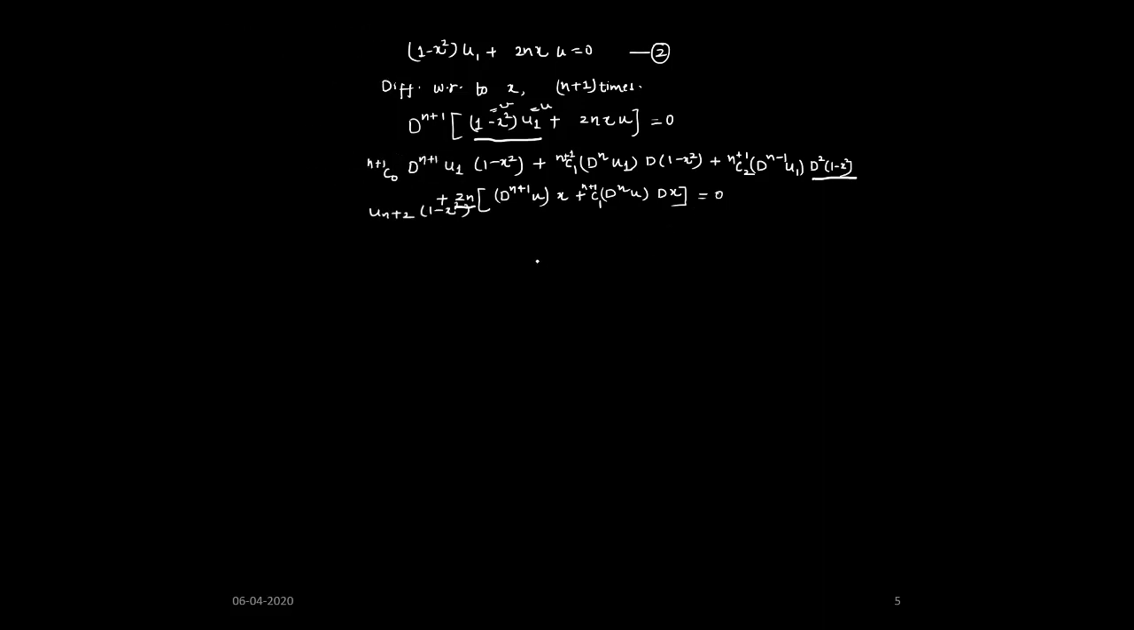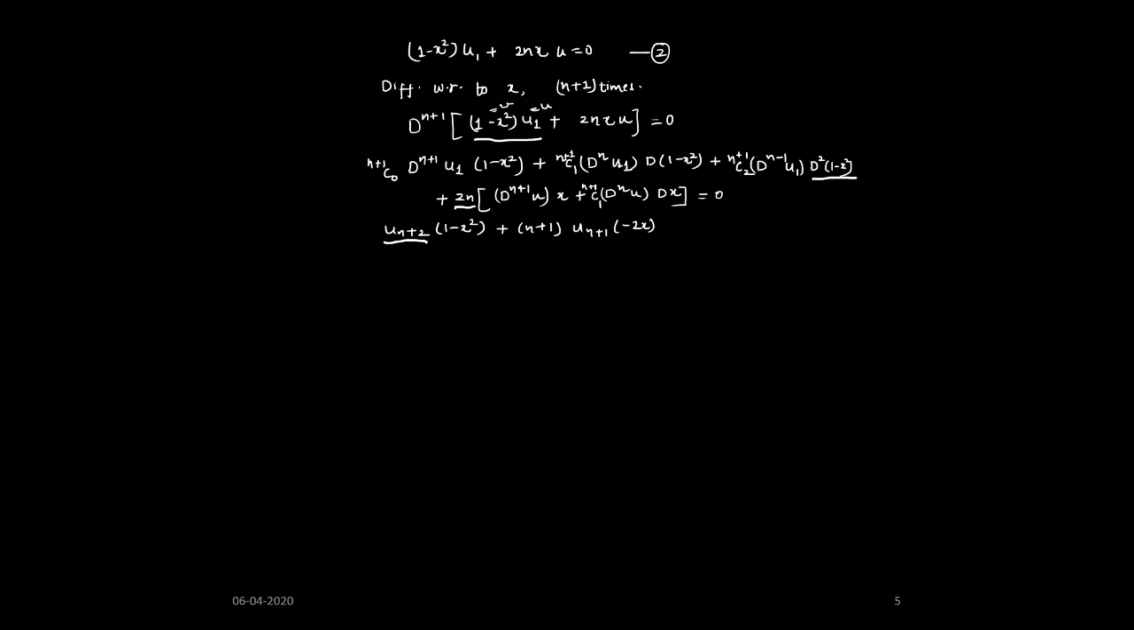Now let's come to the next. Now we will make some arrangements. n plus 1 C0 is 1, and dn plus 1 u1 I can write as un plus 2, times 1 minus x square, plus, now let's see what this term is. n plus 1 C1 is n plus 1, and dn u1 I can write as un plus 1.